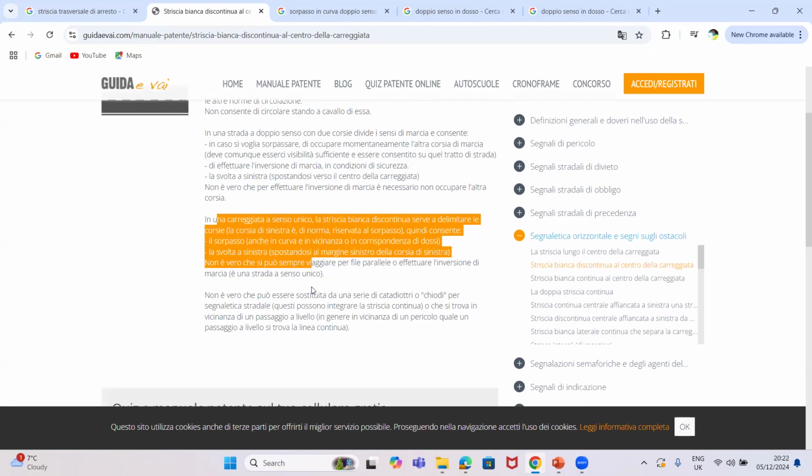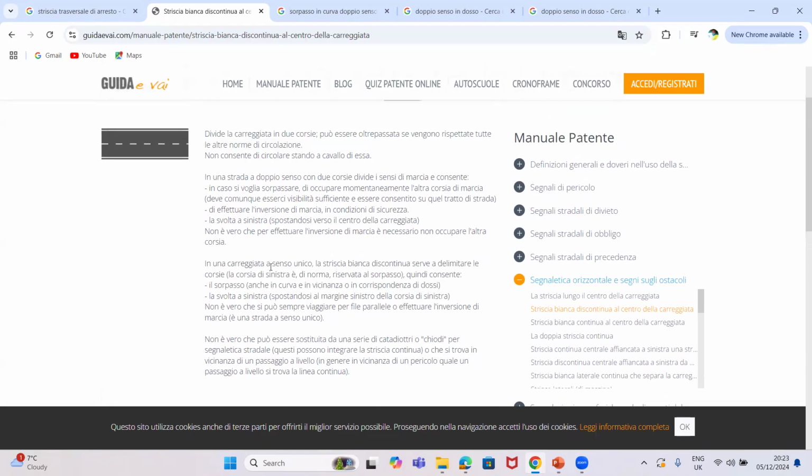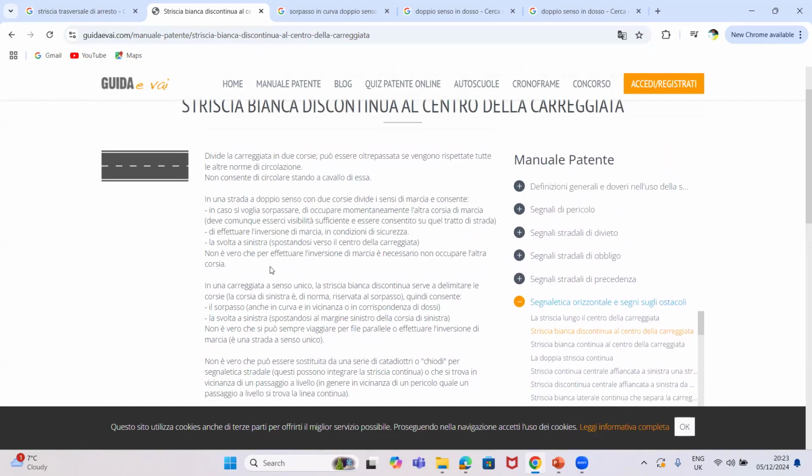Is it clear? Can I ask now? But you told us in doppio senso, there is no way you can turn to the other corsia. Yes, ma, because in doppio senso you have a continuous line there. Are you seeing a continuous line here? No. There's no continuous line here. They are trying to explain to you. Okay, discontinuous, sorry. This is a continuous line.